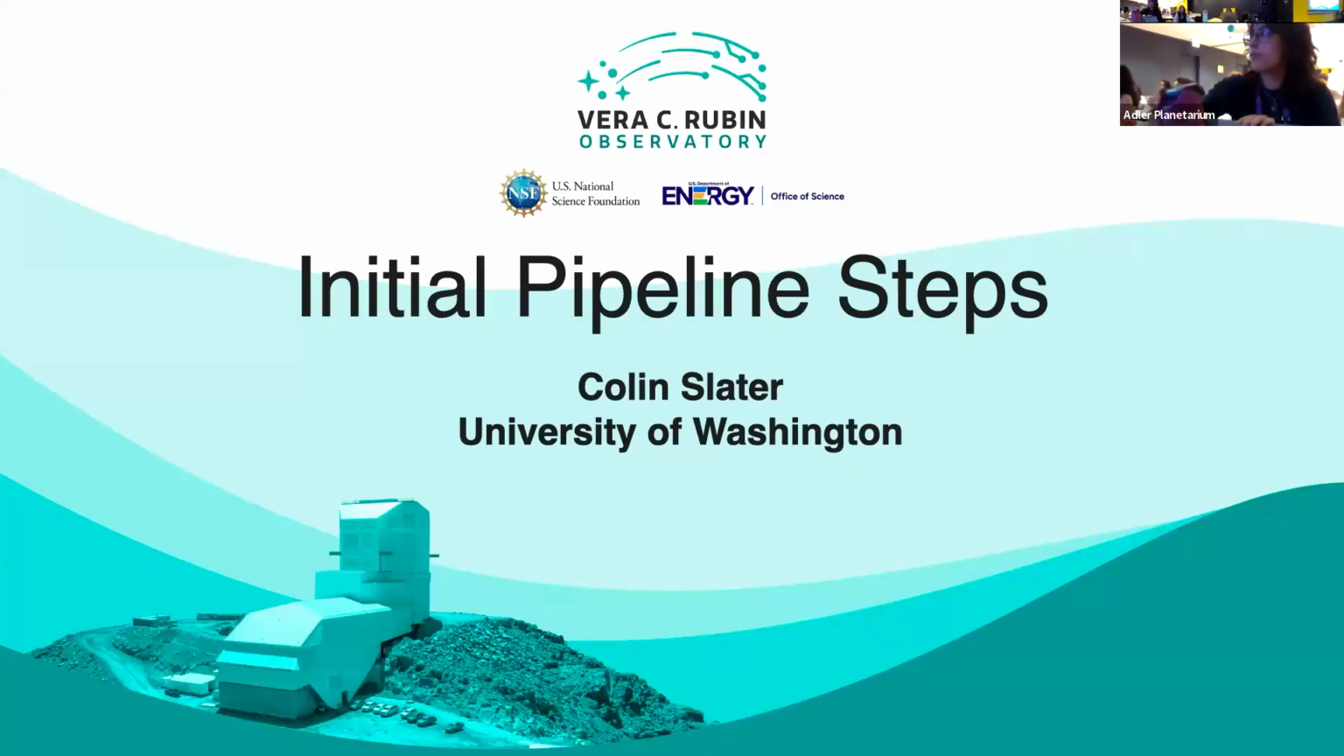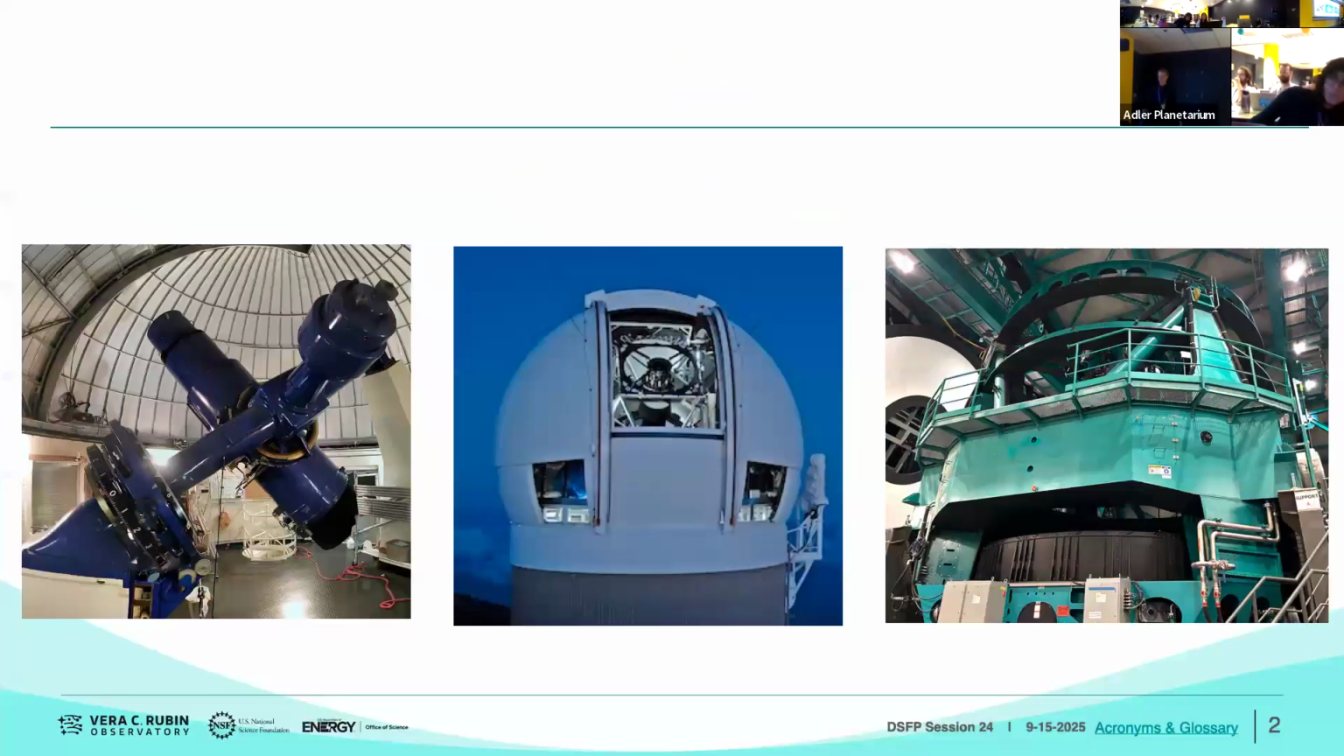So, okay. I'm Colin Slater. I'm currently the Deputy Associate Director for System Performance at Rubin Observatory. I've been doing data management things on the observatory for a long time now. Alex started with where he got his start, and so I thought I would do the same.